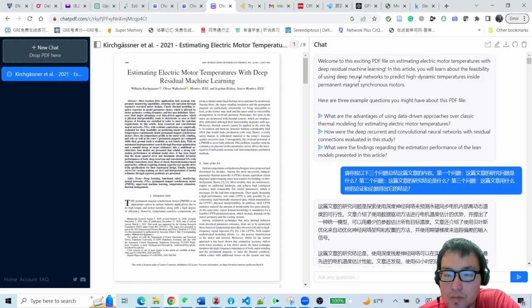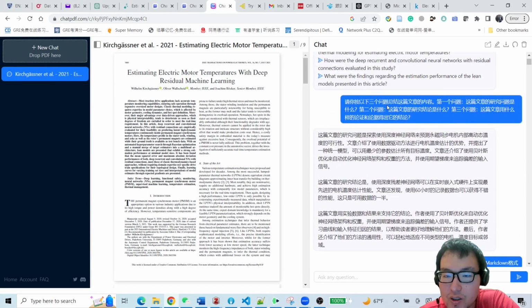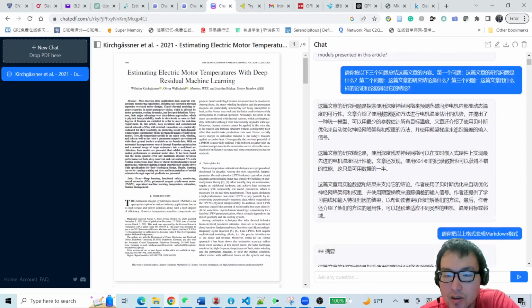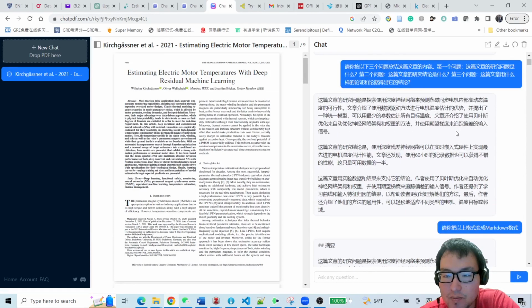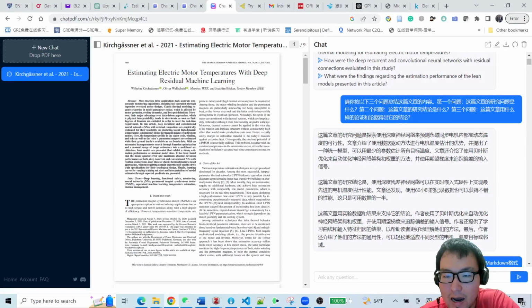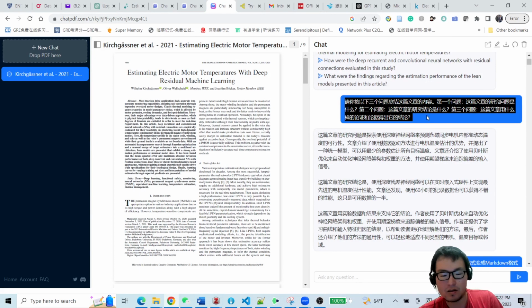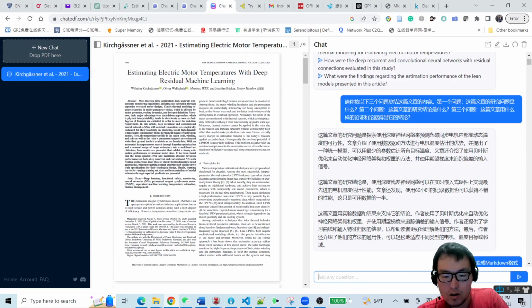I asked a bunch of questions actually in Chinese, but really you could translate this here in this window directly. Let's say, please translate the following into English.